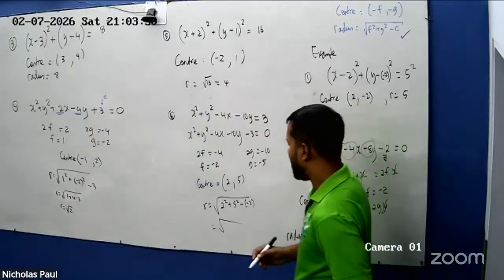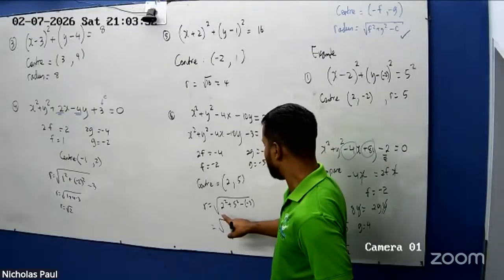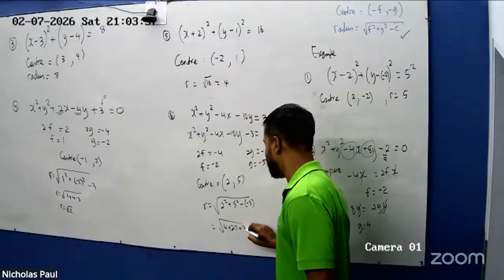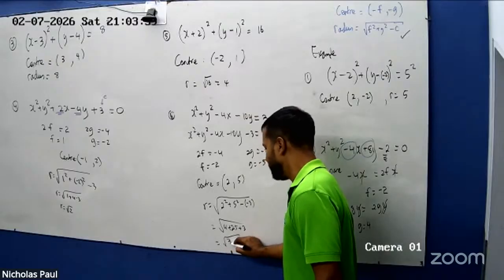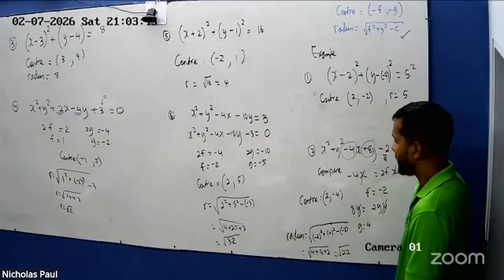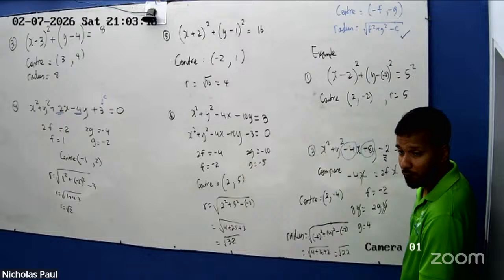What do we have here? We have 4 plus 25 plus 3. So that's root 32. Yeah, root 32, leave it just like that, when you clear it up.